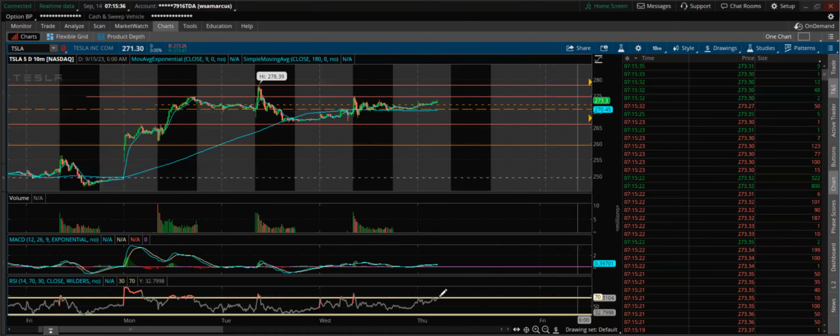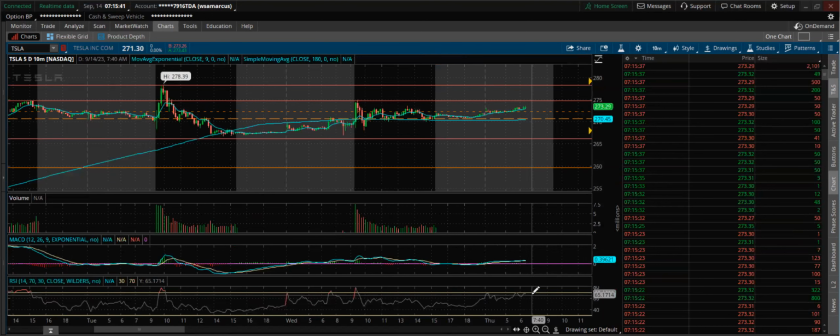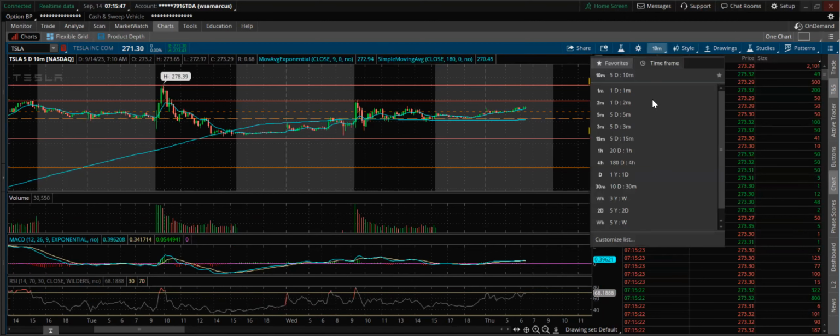Right now, in the 10 minutes, a little bit more on the overbought side. So typically, if the 10 minutes is overbought closer to the bell, that means that the stock may be more in favor for a possible sell-off. So key tip right there.